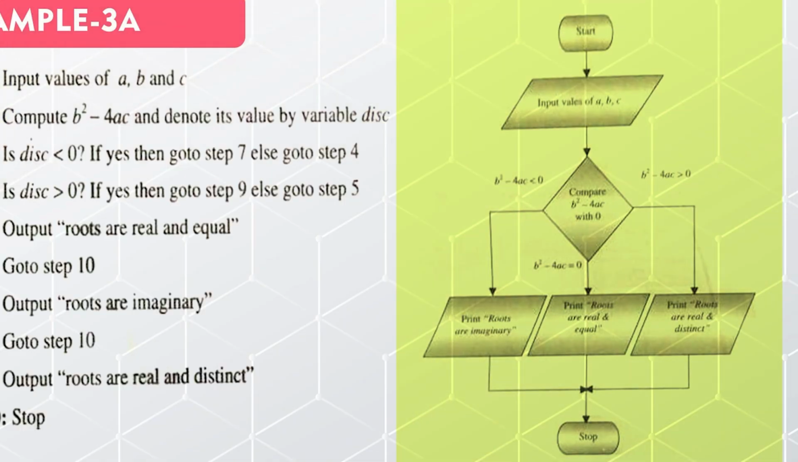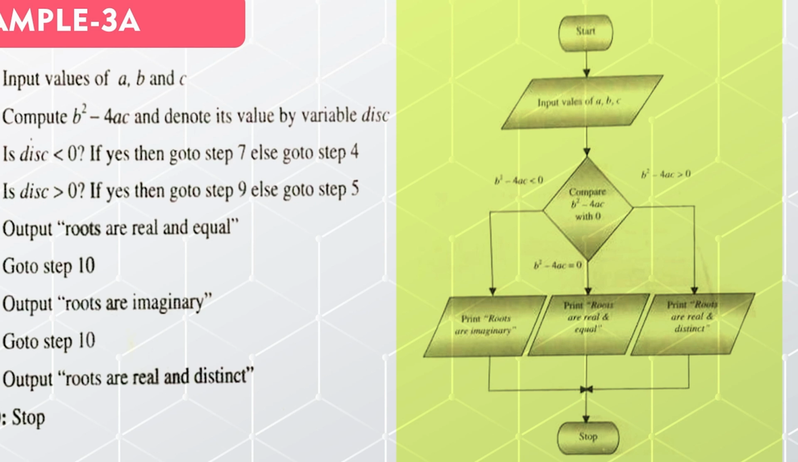So, this is represented over here in the flow chart. That means you are taking input A, B, C, you are calculating b square minus 4ac. If b square minus 4ac is equal to 0, that means the roots are real and equal, otherwise roots are imaginary, or roots are real and distinct. So, this is the decision box we are now using.